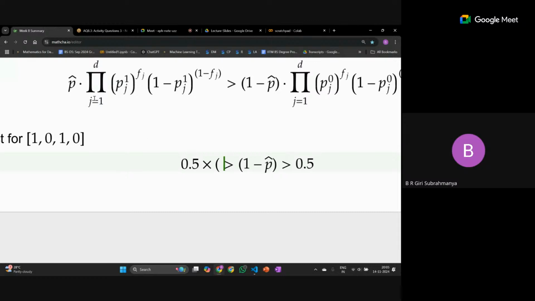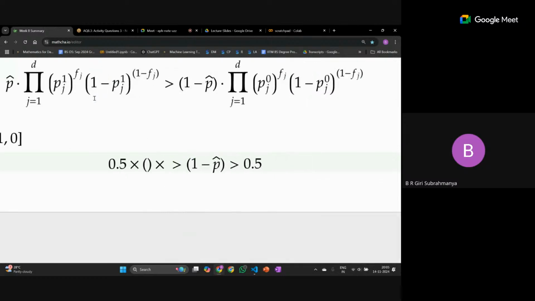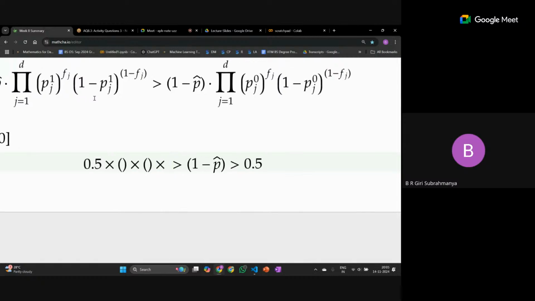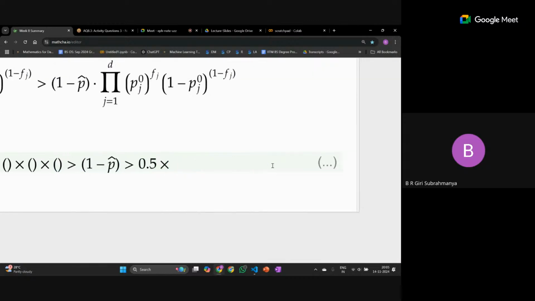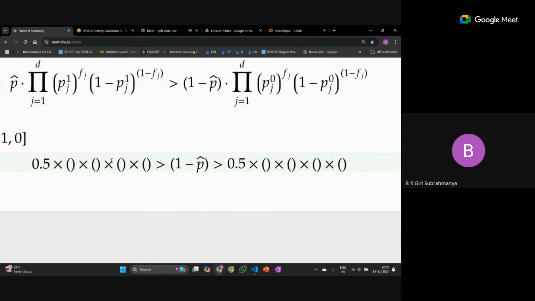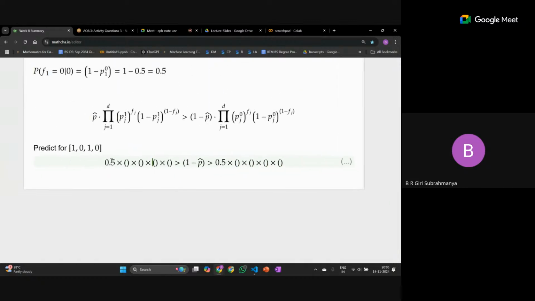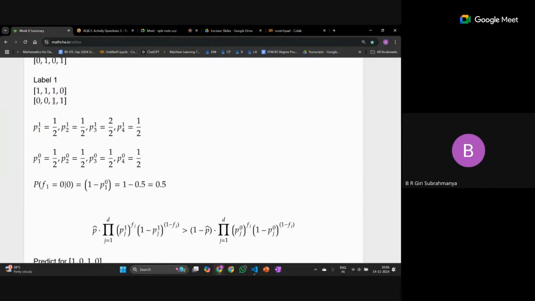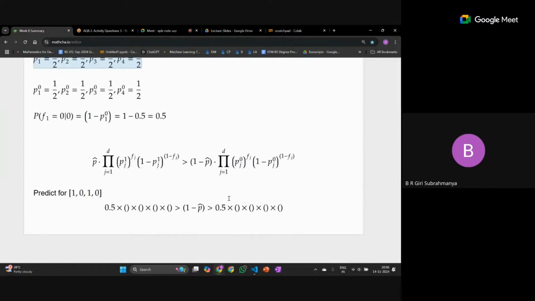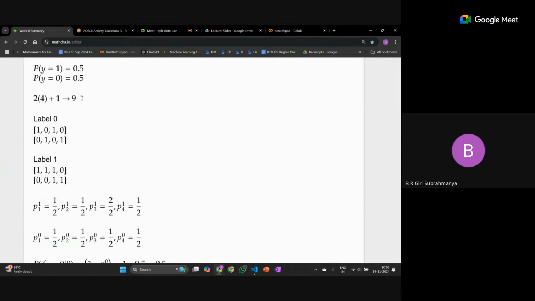Now you have 4 features. So for all the 4 features, let's put the brackets first. Now this is for label being there. So for these 4 brackets, you have to look at this one. And for these 4 brackets, you have to look at this one.